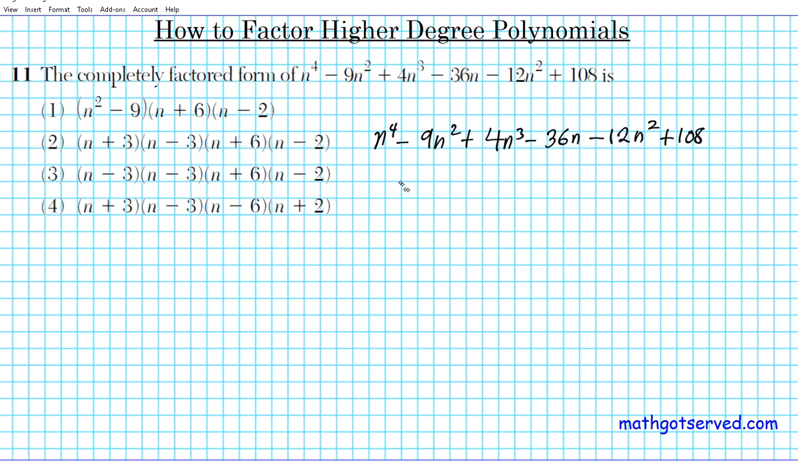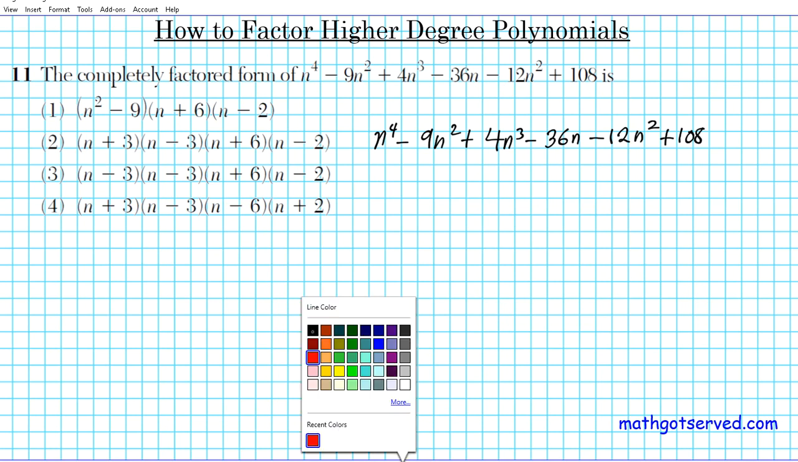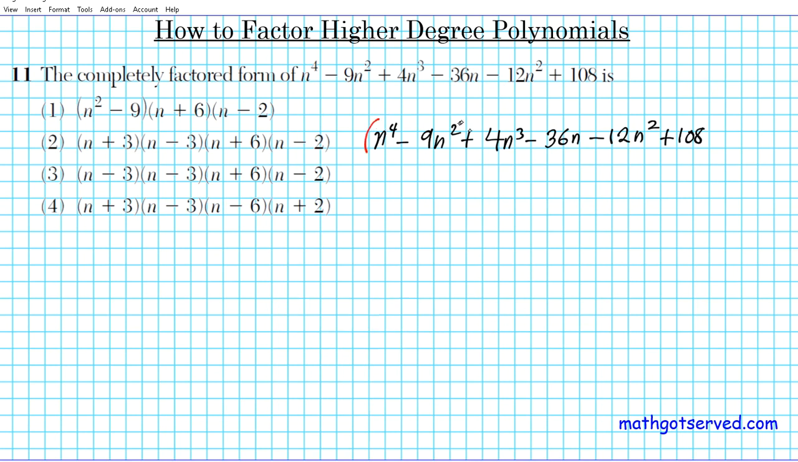So what we're going to do is as follows. We're going to group the first 2 together. Let's write it this way. We're going to group together n to the fourth and minus 9n squared. So that's the first group. And then the second group is these 2 terms. And then the last 2 terms we're going to group together.